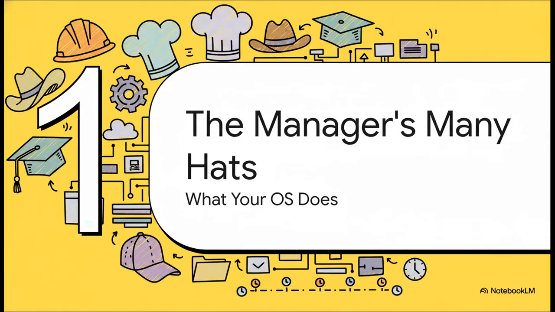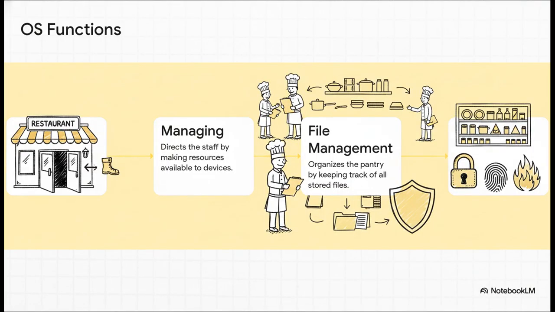All right, so what does this OS manager actually do all day? I mean, it's got to be busy, right? Well, it wears a ton of different hats. Let's take a quick look at a day in the life of your operating system. So first thing in the morning, the manager unlocks the doors and turns on the lights. That's booting up your computer. All day long, it's directing the staff, making sure every program gets the memory and processor time it needs. It's also meticulously organizing the pantry. We call that file management. And super importantly, it's in charge of security, using things like passwords and firewalls to keep everything safe.